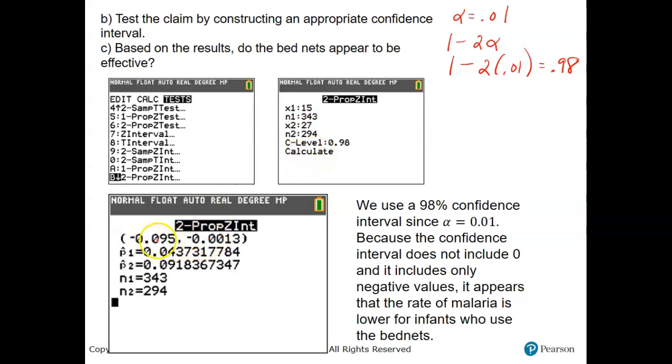So here, 0 is not between these two values again, and so therefore we do see a difference between the two. It's only including negative values, which indicates that it is lower. In order to have negative values, if we've got P1 minus P2, if that's going to be negative, then P1 has to be less than P2. So it's basically saying the same thing. And do the bed nets appear to be effective? They do appear to be effective because the rate of malaria is lower for infants who use the bed nets.